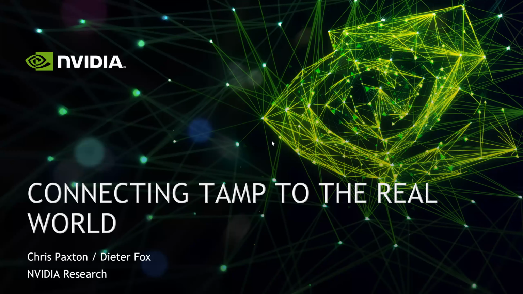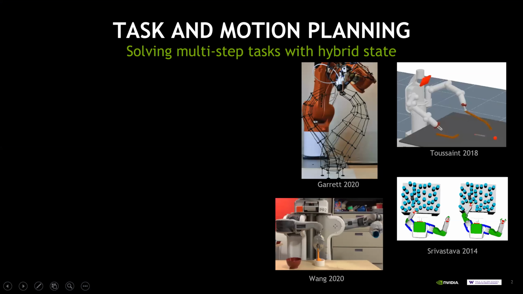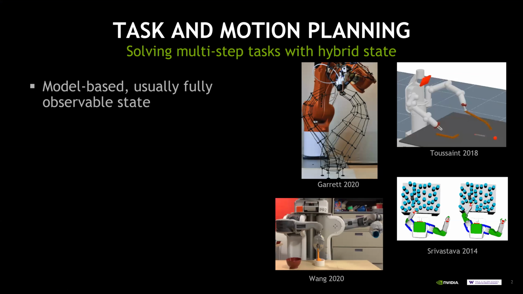So let's see, is my slide going to advance? There we go. So first of all, task and motion planning, right? What we want to do is be able to solve these multi-step tasks with hybrid state. The methods that we have are usually, but not always, model-based and have a fully observable state space that they use to make decisions. This allows us to do a lot of really exciting things.